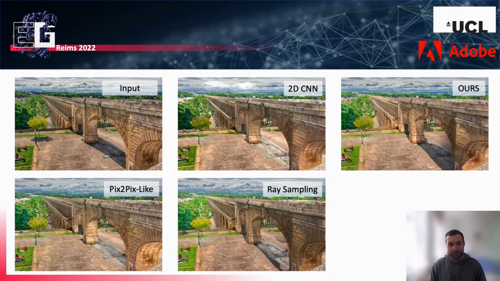The ray sampling approach can capture some shadows, however, it has no knowledge of the depth of the bridge, so the bridge could, for example, be paper thin or it could be very thick. Whereas ours has learnt to also encode information about the depth of the bridge based on prior examples.